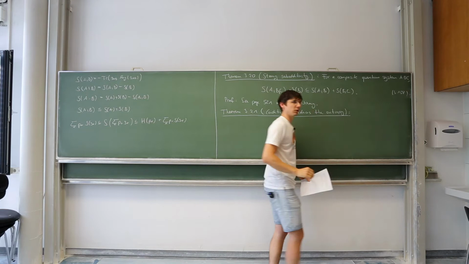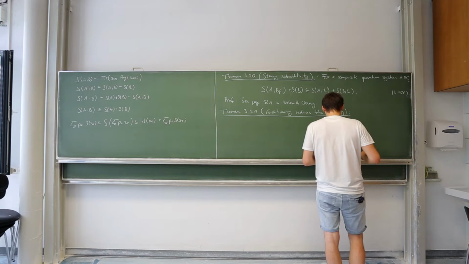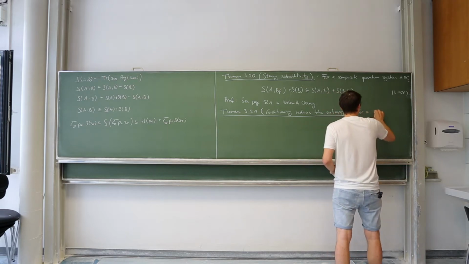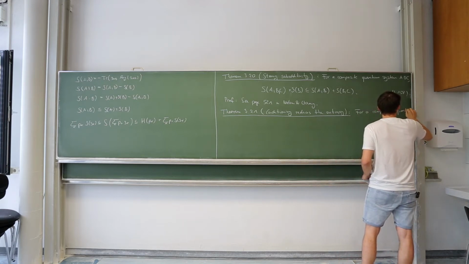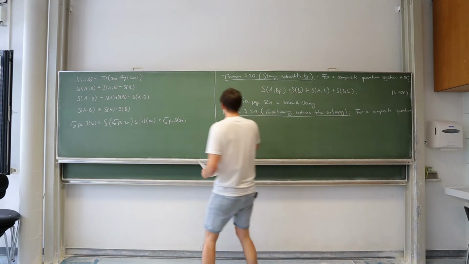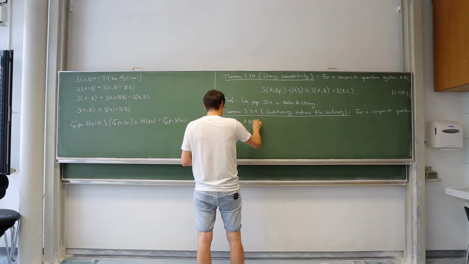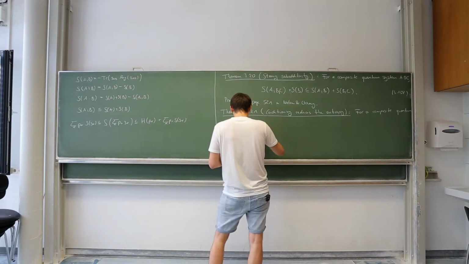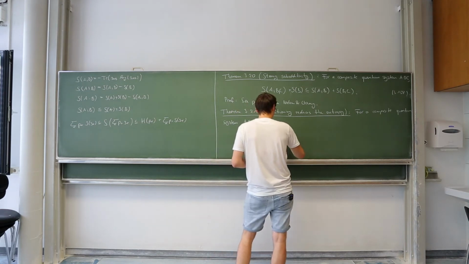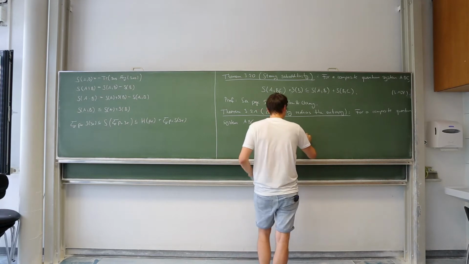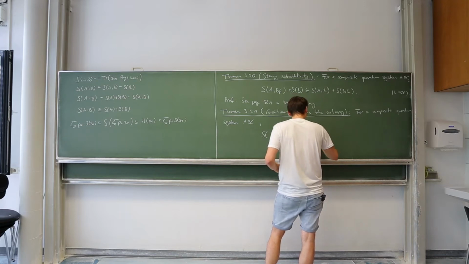Let me first state the theorem, and let me then say a few words. So it's as follows: for a composite quantum system A, B, C, we have that the conditional entropy S of A conditioned on the system BC is smaller or equal to the entropy of A conditioned on B.